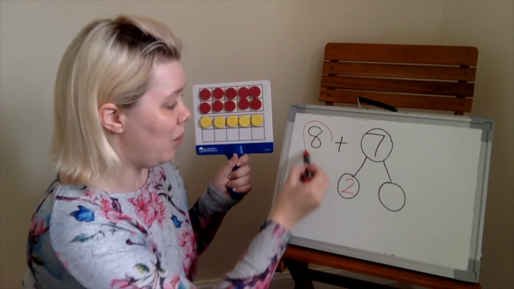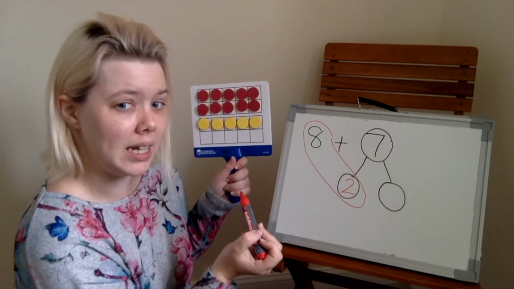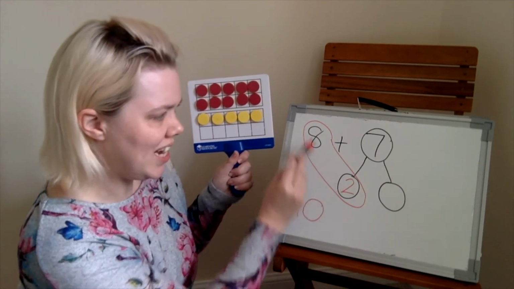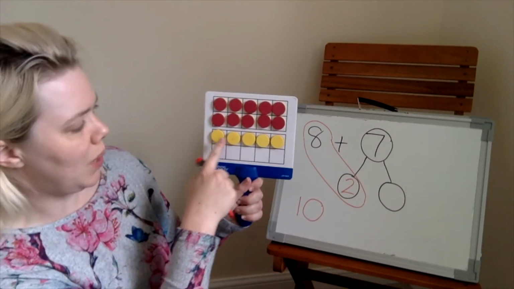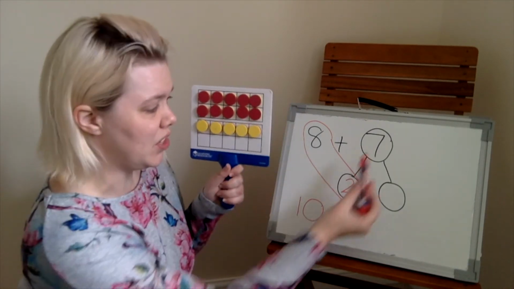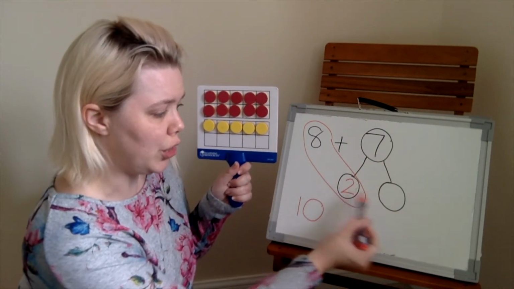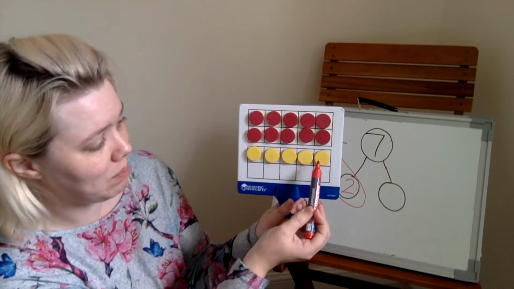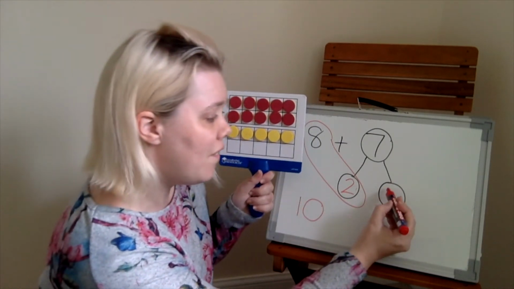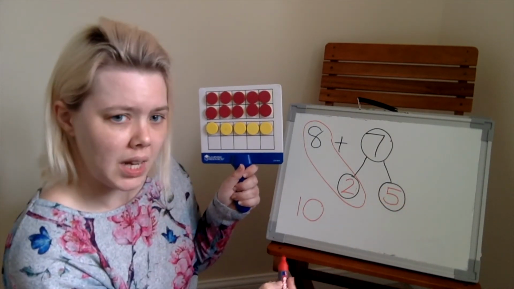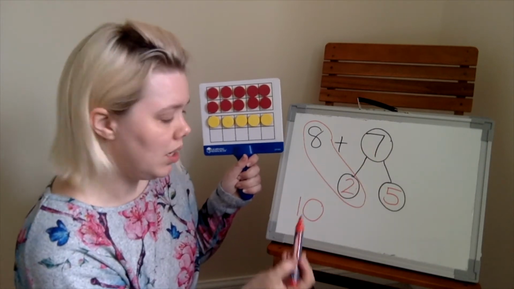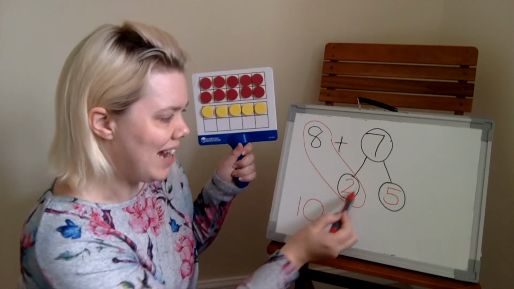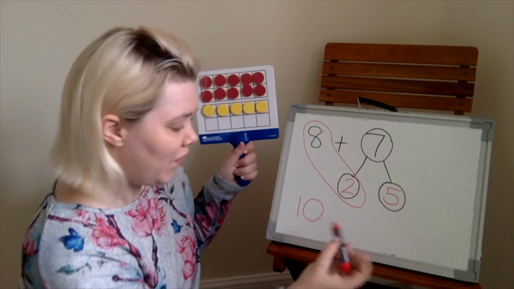So this is now, how many? Well done, it's 10. So I've already got a 10 here, but now I need to know how many I have left in my 7. So 7 is the same as 2 and what? Well done. It's the same as 2 and 5. So 2 and 5 make the 7, but I've already put the 2 with the 8 to make a 10. So now I've got 10 add 5. Well done.